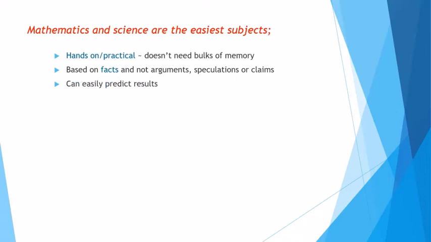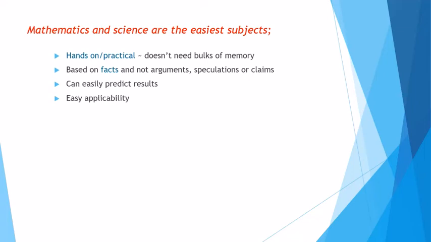Number 3, with mathematics and science you can easily predict results. When you are doing mathematics, you can easily predict the results. When you're in that exam room, after doing your exam, you can just prove using the facts in point 2 there.